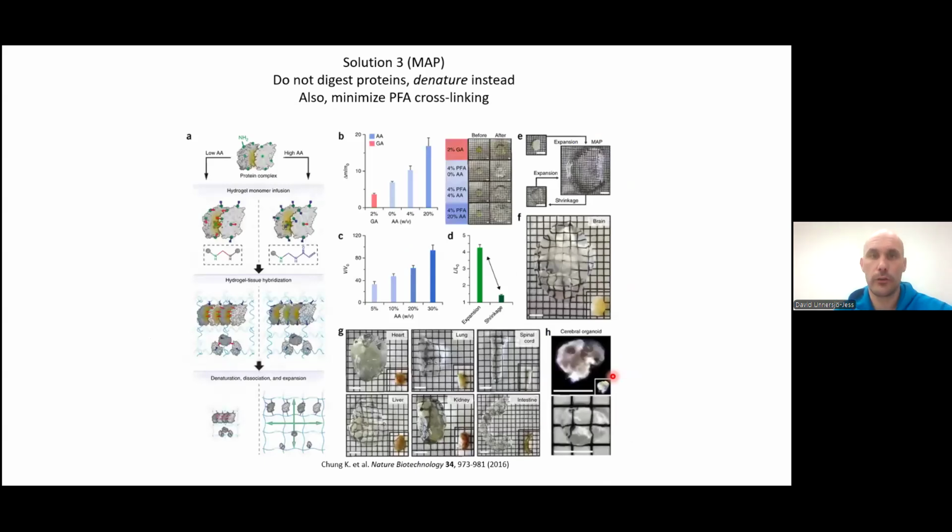Then there's a third solution called MAP, Magnified Analysis of the Proteome. Here you don't digest the proteins, but you denature them instead. This is done with SDS at a very high temperature, which will denature all your proteins and in this way allow them to expand more in space.